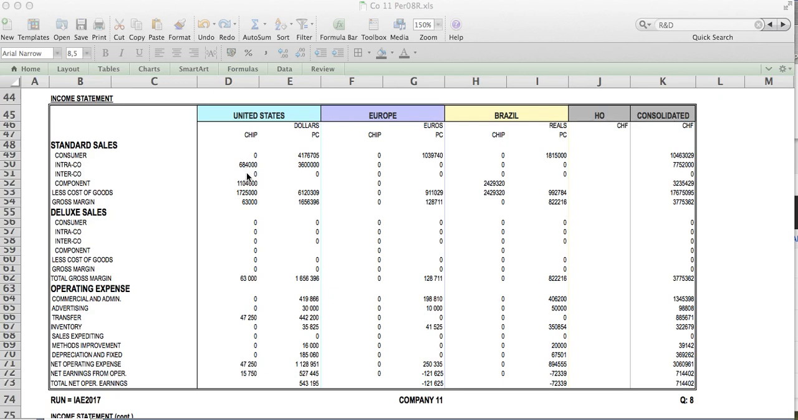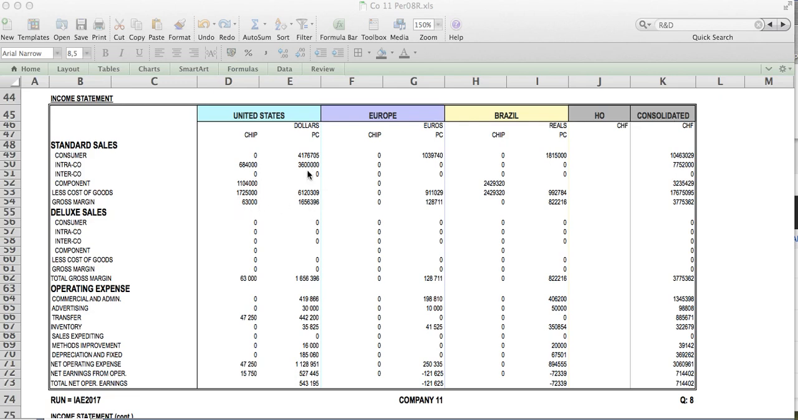Intercompany sales are sales from one company to another, and then component is the value of the component used in the production of PCs, so the value of chips used in the production of PC. Then we have a last line, which is the cost of goods sold. That's the value of the products that we have sold that gives us the gross margin. The value of sales minus the value of goods sold gives us the gross margin.